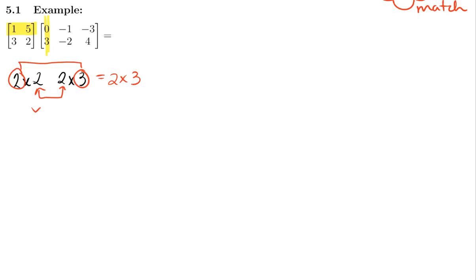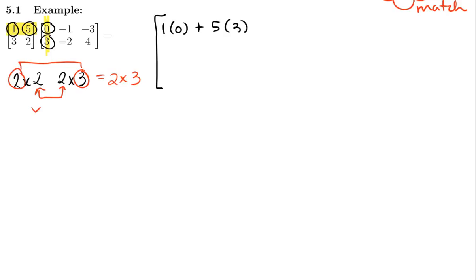Okay, so first let's do this dot product to get the row 1, column 1 entry. Now remember, the dot product says I take the first entry in the row and the first entry in the column, and we multiply, so we get 1 times 0 plus the next entry in the row and the next entry in the column. So plus 5 times 3. This will be my row 1, column 1 entry for this product matrix.